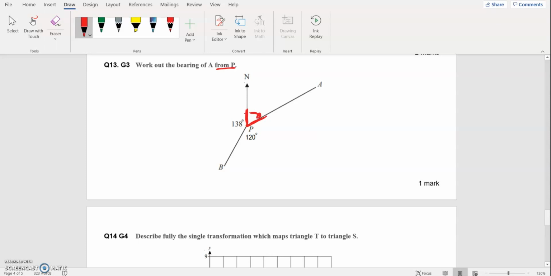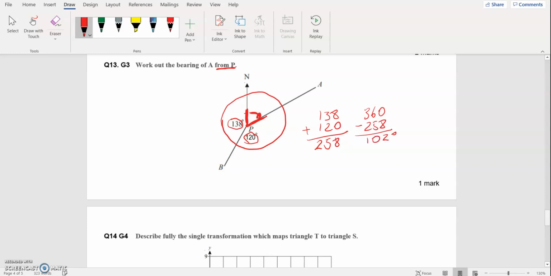We know that a full circle has 360 degrees. We have this part which is 138 and we have 120. So 138 add 120 is 258. What we're going to do now is take it away from 360. Okay, so this is 102 degrees. So the bearing of A from P is 102 degrees.